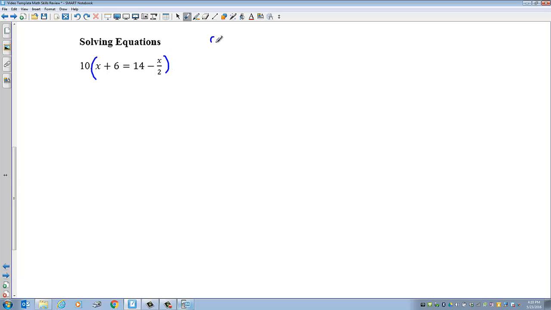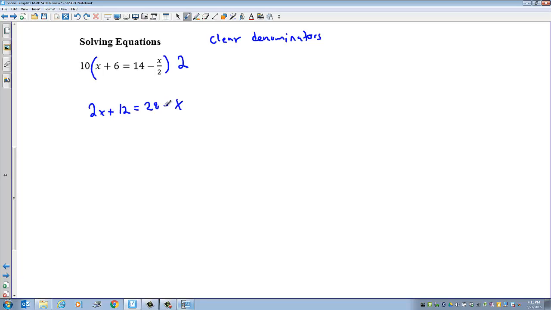What we want to do is something that's called clearing the denominators. And the idea is if you see a denominator, you basically want to multiply by it to clear it. So we'll multiply every single expression here, this one, this one, this one, this one, by the number 2. So what we get is 2x plus 12 is equal to 14 times 2, which is 28, minus, and then when you take x over 2 times 2, you see how the 2's cancel? So you just get x. And so what we just did is we cleared the denominator.